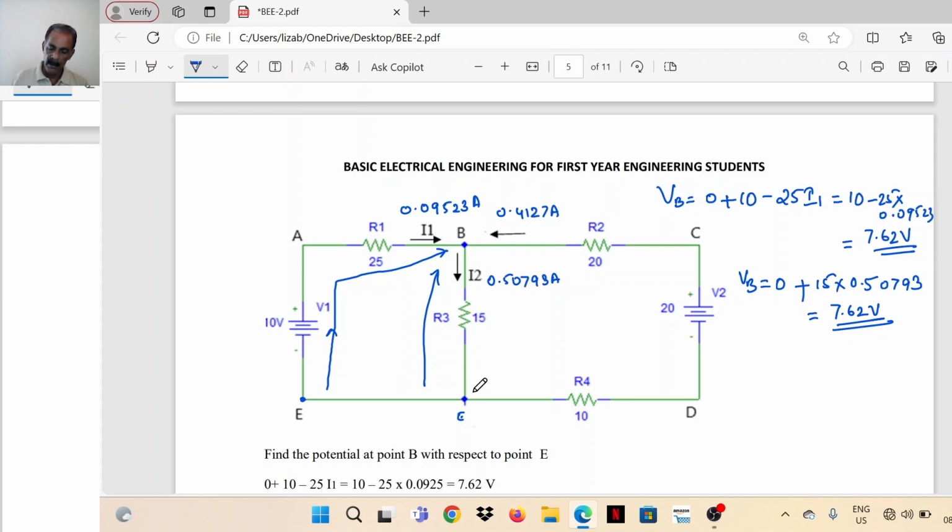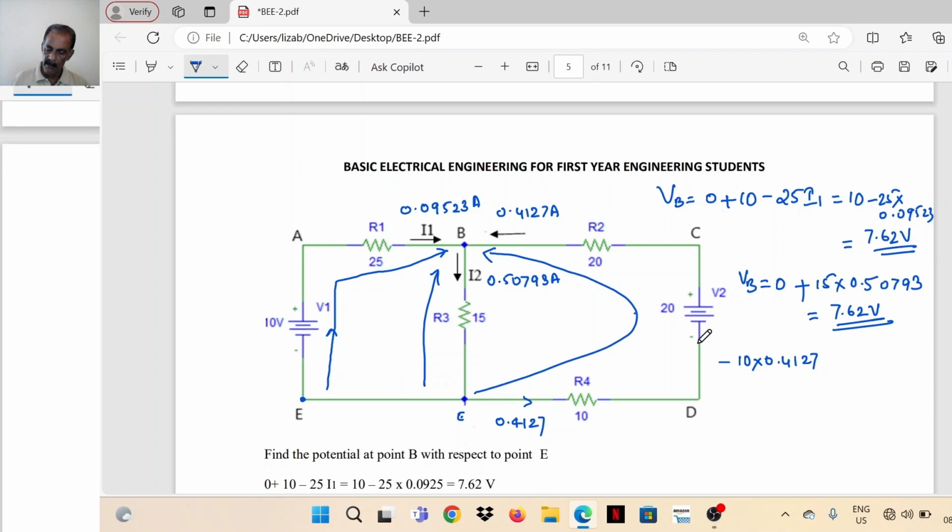Or by taking the third path, again you can get the same answer. The current in this branch is 0.4127, so the IR drop is 10 into 0.4127. It is given a negative sign, minus 10 into 0.4127, because the current direction is the same as the direction of the path.